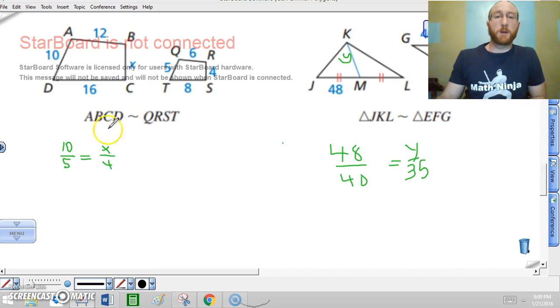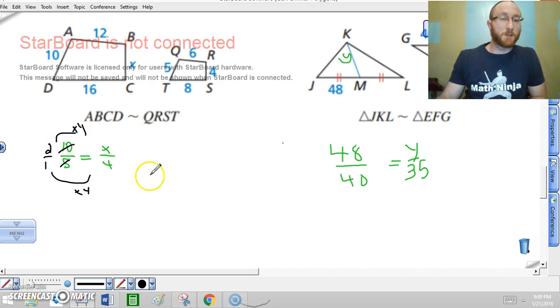Alright, so I've got my starting proportion. I'm just going to work through it with you. Now, I didn't have to use 10 over 5. I could use 16 over 8, could use 12 over 6, as long as I have a matching pair. So anyway, 10 over 5, I'll simplify. 10 over 5 is 2 over 1. So I do 1 times 4 is 4. So 2 times 4 gets me 8, so x equals 8.